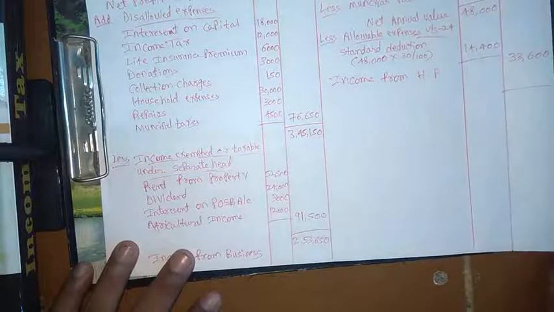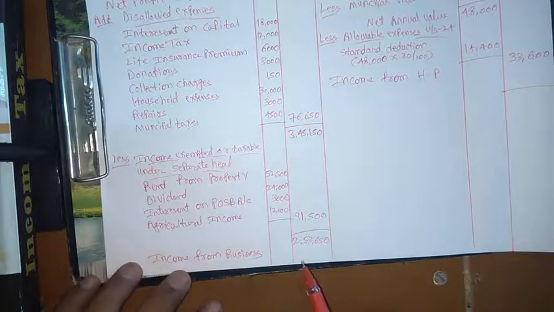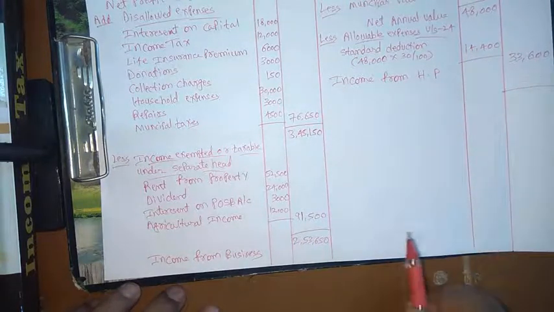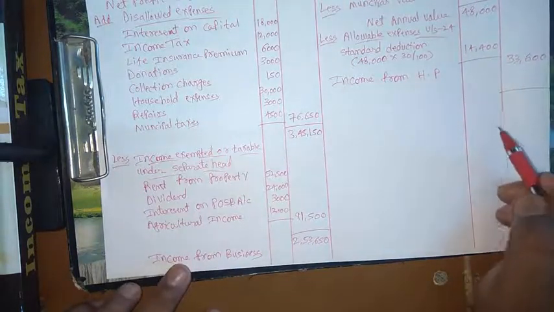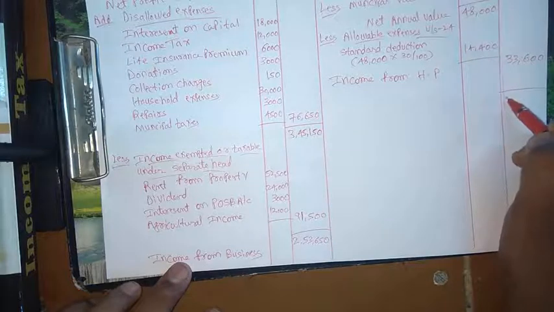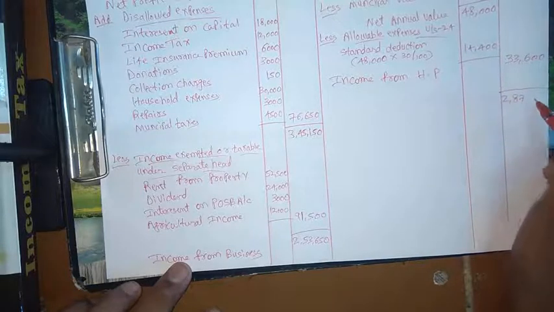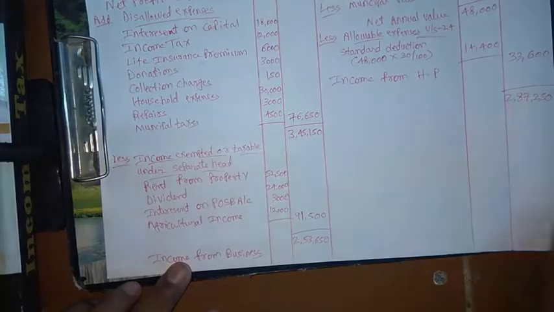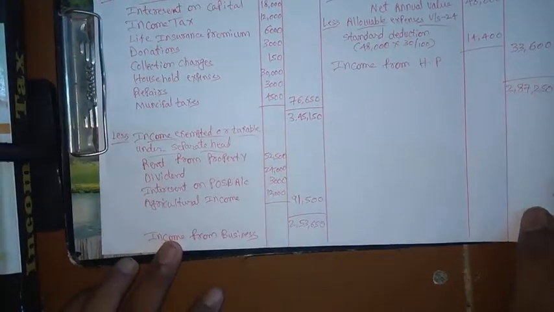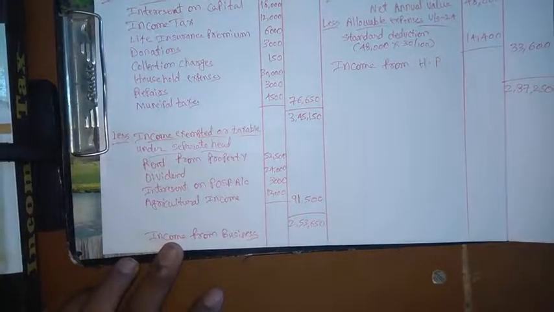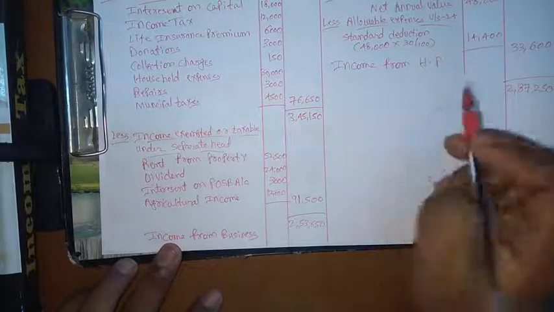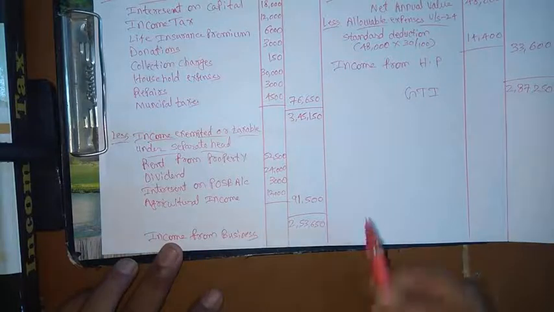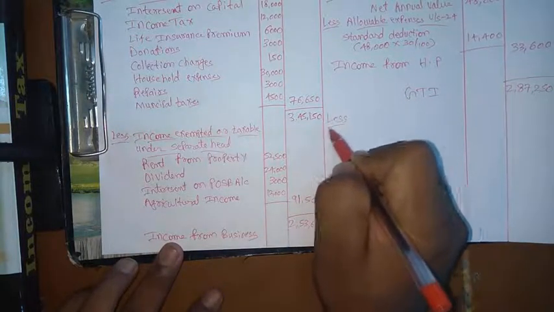Now total. So total of 2,53,650 plus 33,600. We need to add this. So the total we will get is 2,87,250 rupees. So this is called GTI, gross total income.